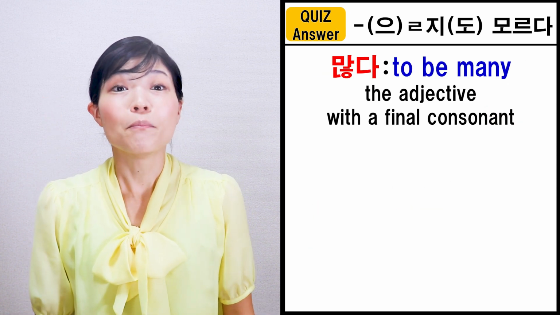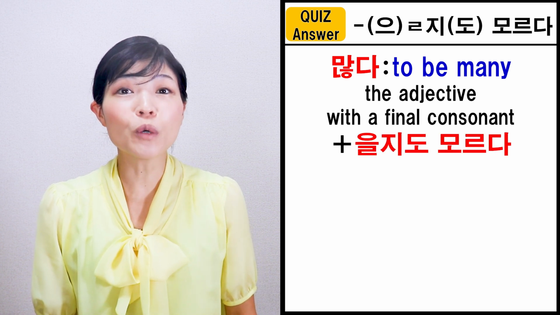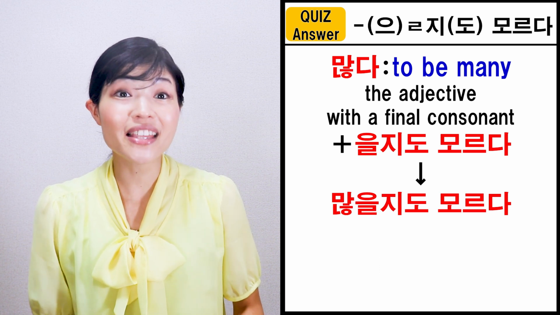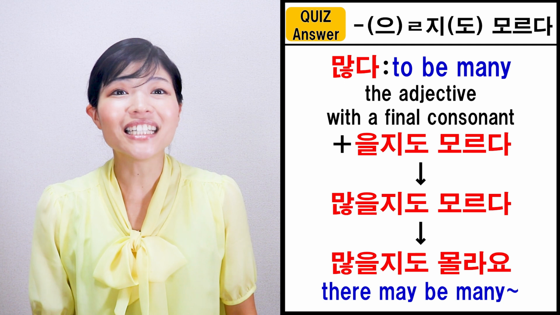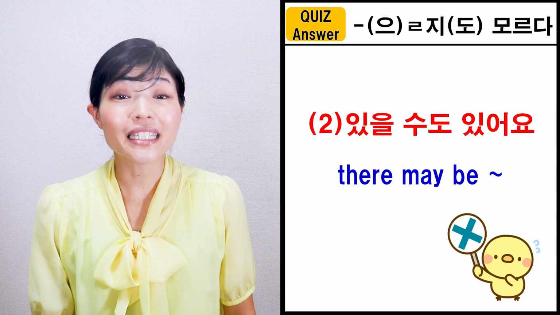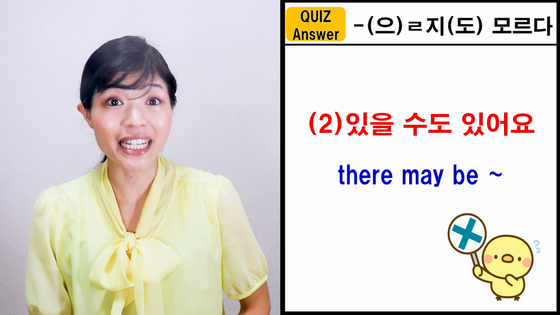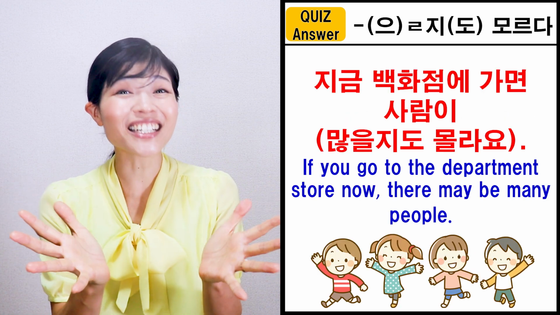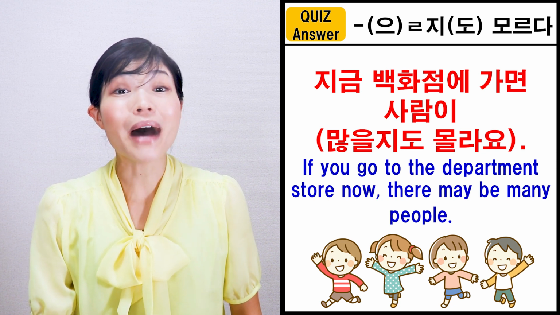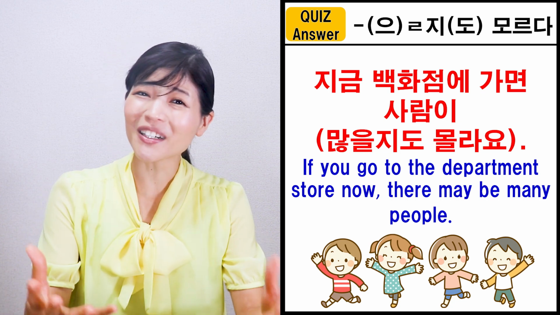Since the adjective 많다, to be many, has a final consonant, you add 을지도 모르다 to make 많을지도 모르다. Then you need to change this to the yo form to make 많을지도 몰라요. There may be many. Number 2 is wrong because 있을 수도 있어요 means there may be, which is a different meaning. Now, let's read the sentence together clearly. 지금 백화점에 가면 사람이 많을지도 몰라요. Please practice until the sentence flows naturally from your mouth.